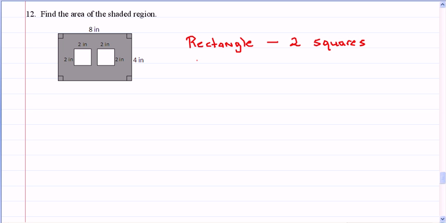So let's start with the rectangle. The area of a rectangle is equal to base times height. And in this rectangle, 8 is our base and 4 is our height. So we have an area equal to 8 times 4, which is equal to 32.